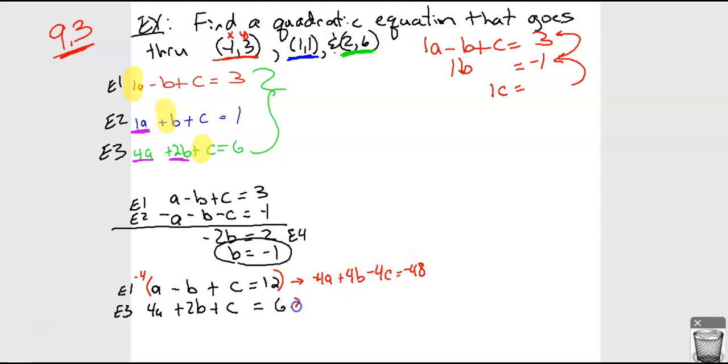And I'm not touching this one. I'm going to add those two equations together. The a's cross out. So 6b plus negative 3c and negative 42. Now, I'm going to call this equation 4.